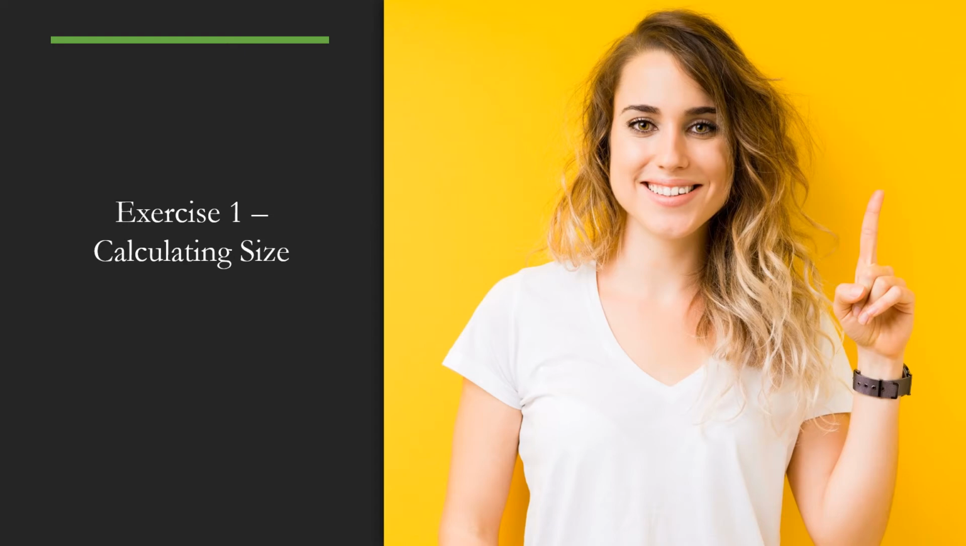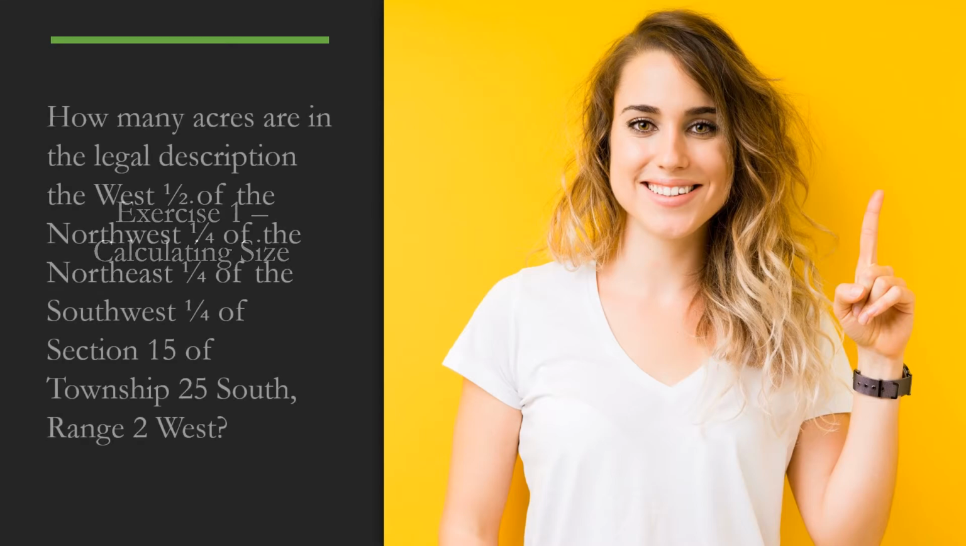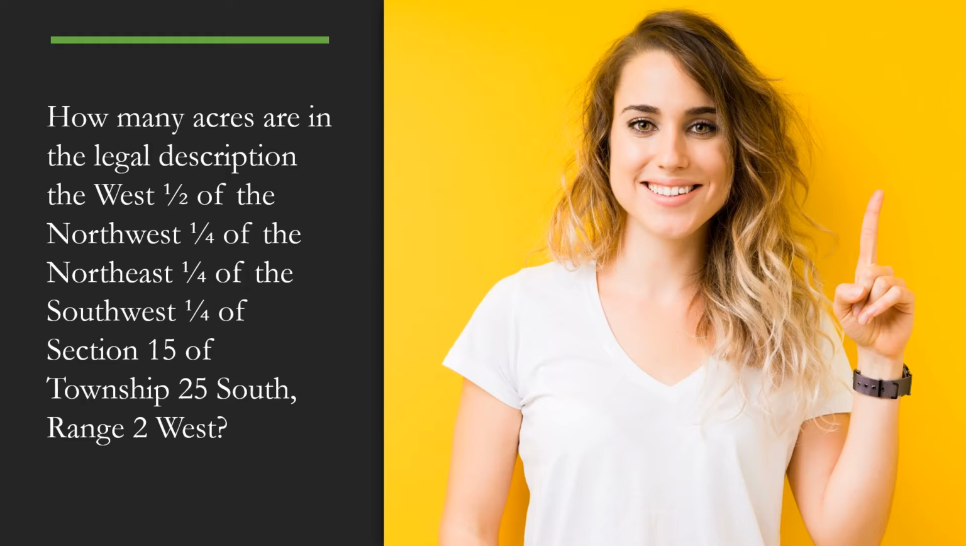Exercise 1, calculating size. How many acres are in the legal description? The west 1/2 of the northwest 1/4 of the northeast 1/4 of the southwest 1/4 of section 15 of township 25 south, range 2 west.